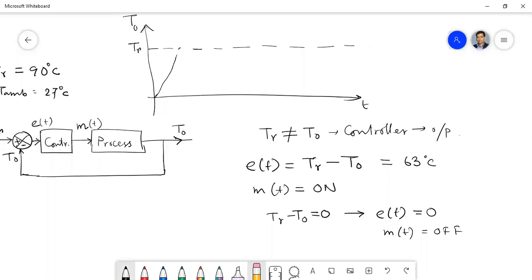Instead of that, if I do like this, suppose the temperature is now decreasing by the process of natural cooling, and then when the output temperature, or TR minus T0, is greater than a certain value, suppose I define this value as B. Suppose this is the value.